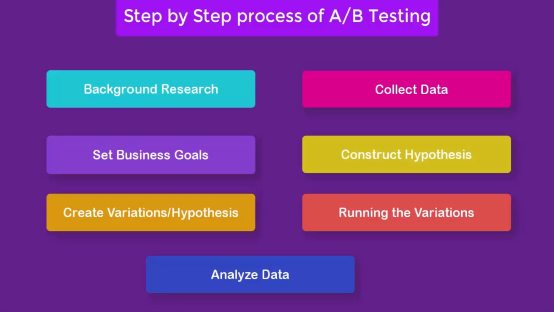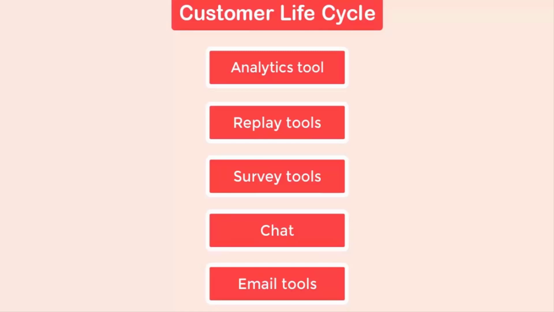An A/B testing tool will present the data from the experiment and will tell you the difference between how the different variations of the web page performed. Also, it tells you if there is any significant difference between variations with the help of mathematical methods and statistics. The most common types of data collection tools include the analytics tool, replay tools, survey tools, chat and email tools.